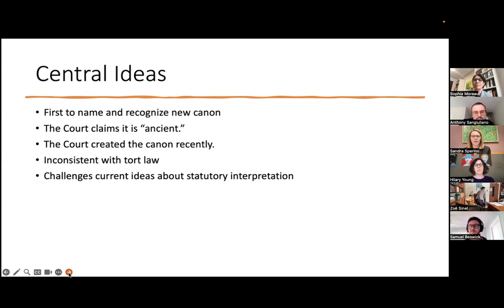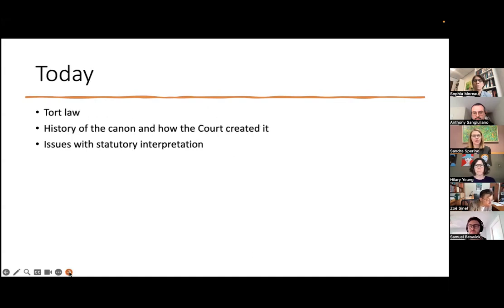However, I think one of the benefits of the paper is that it shows that the court created this canon fairly recently. I think the canon really starts to form in 2013 and really gets steam in the early 2020s. The canon, even though it purports to adopt tort law, is actually inconsistent with tort law, and we'll talk some about the inconsistencies. And really, the canon is a huge challenge to current ideas about statutory interpretation and what the Supreme Court is doing in that realm. I'll end the talk by discussing those challenges.